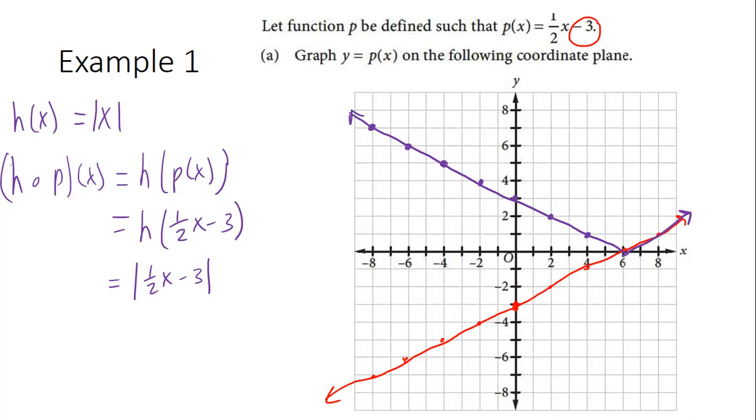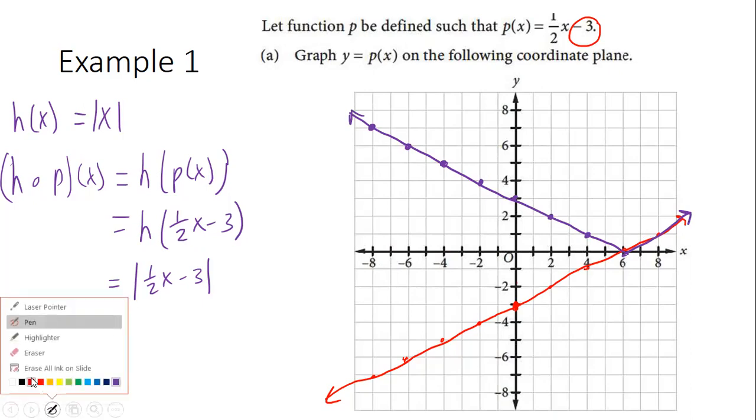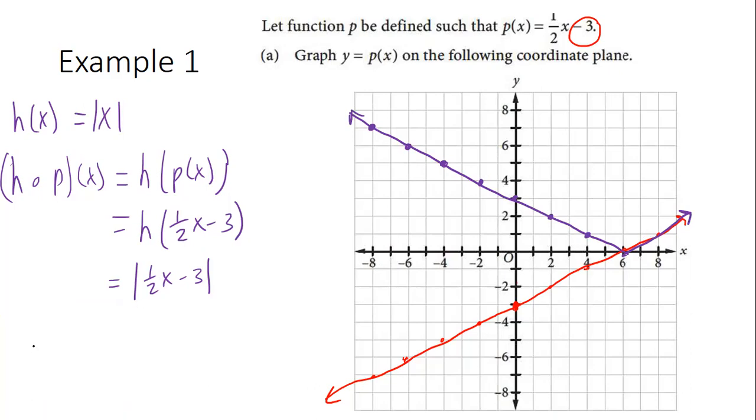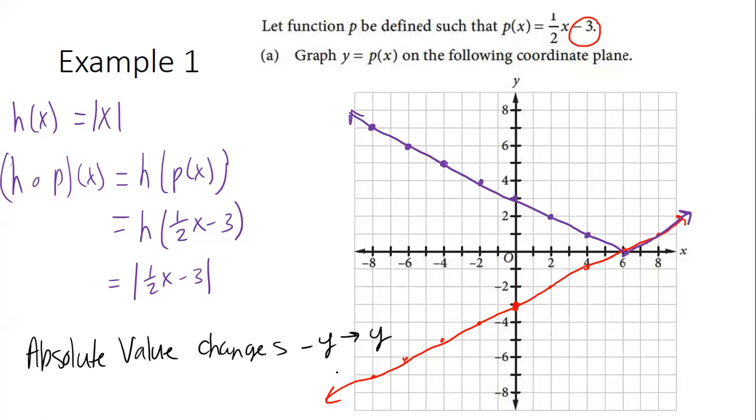So when you're taking the absolute value of a whole function, the conclusion is, what does absolute value do? Changes negative y's to positive y's, right? It changed my negative outputs into positive outputs. Do we see that? Is that okay?